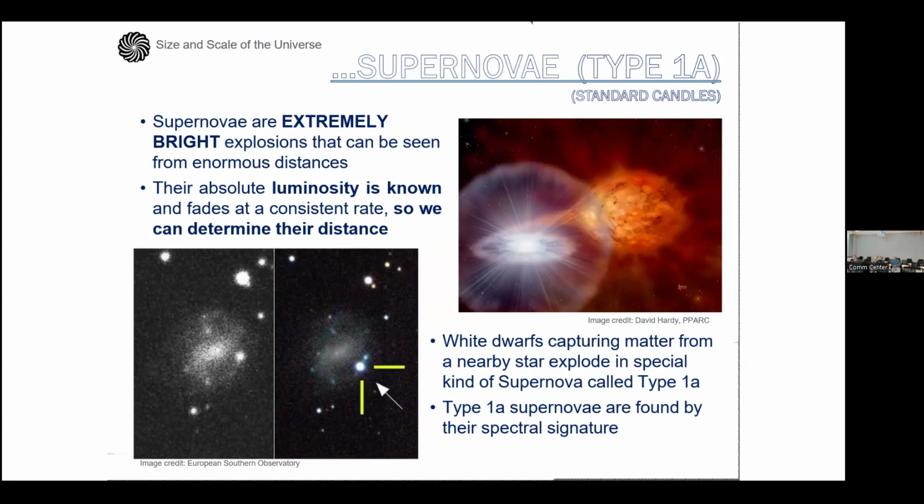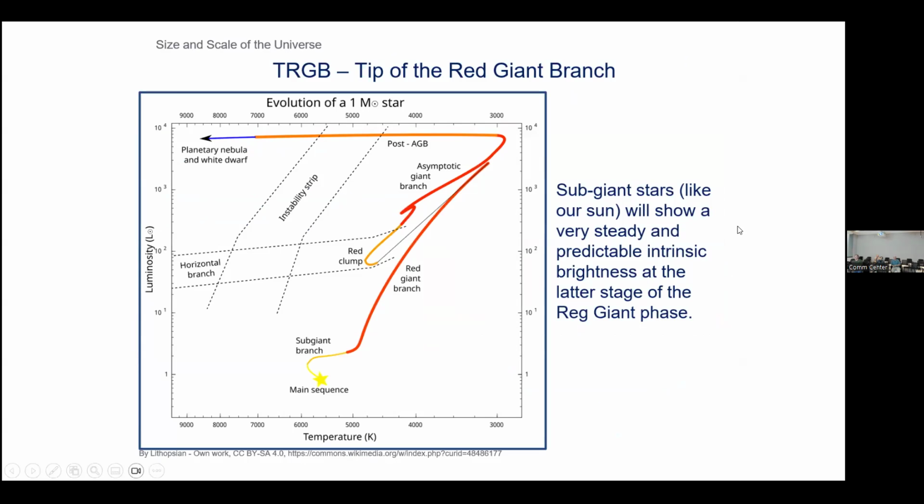And again, just some more detail about the type 1A supernovae. And this is just a diagram showing the tip of the red giant branch. It shows the star coming off the main sequence, growing as a red giant, and then it reaches a point where it comes off the asymptotic red giant branch and gets to this stable point, where it continues.